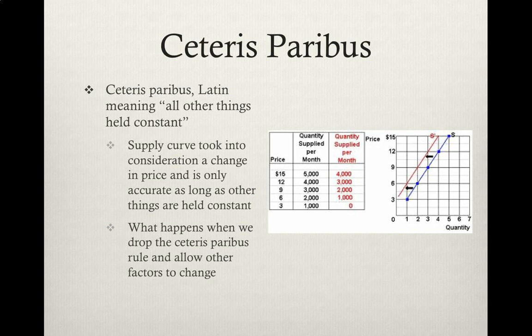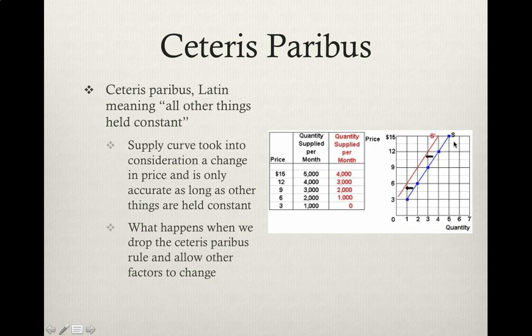But we know that things change. So what happens when we drop the ceteris paribus rule and allow other factors to change? That's when we have the shifts of the supply curve. And we have a situation here. This was our original price and our original quantity. We plotted all these on that last curve, and that gave us our supply curve.